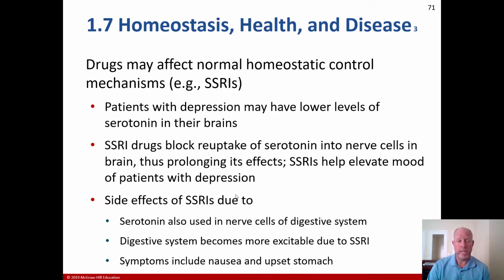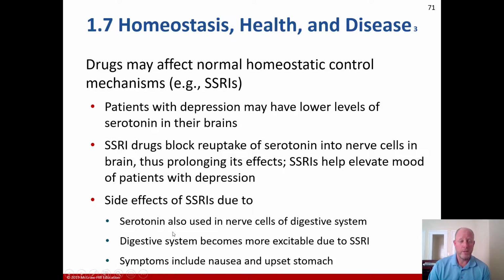Drugs can affect normal homeostatic control. Patients with depression may have lower levels of serotonin in their brains, and that's going to throw off dramatically their response to stress. And basically, drugs block reuptake of serotonin into nerve cells, thus prolonging its effects, and they can actually help elevate mood for patients with depression.